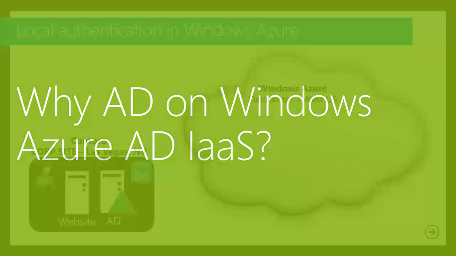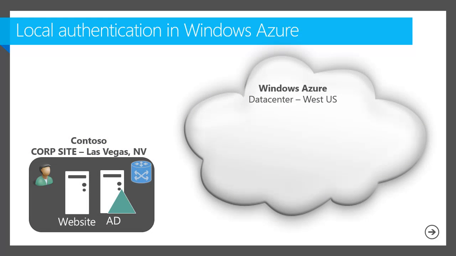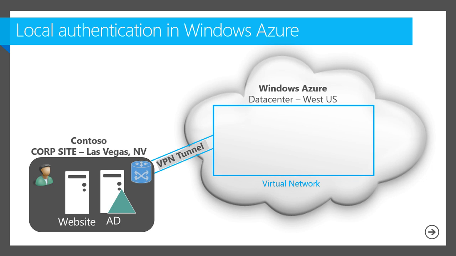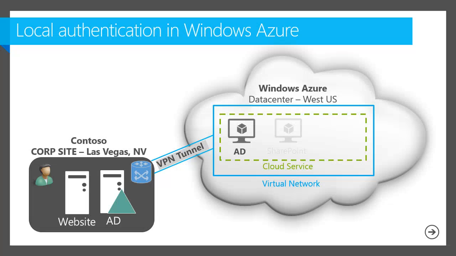So, first of all, why do I care? Why do I even need to run Active Directory on a VM in Windows Azure? Well, the first scenario that is pretty common is if you're running something up in Windows Azure, a virtual machine, some kind of service up there, you probably want to have a VPN tunnel back into your network, and you're going to have some services up there, right? You're going to have, let's say, SharePoint, RDS, whatever you're running there. It could be your corporate application that's in Windows Azure.